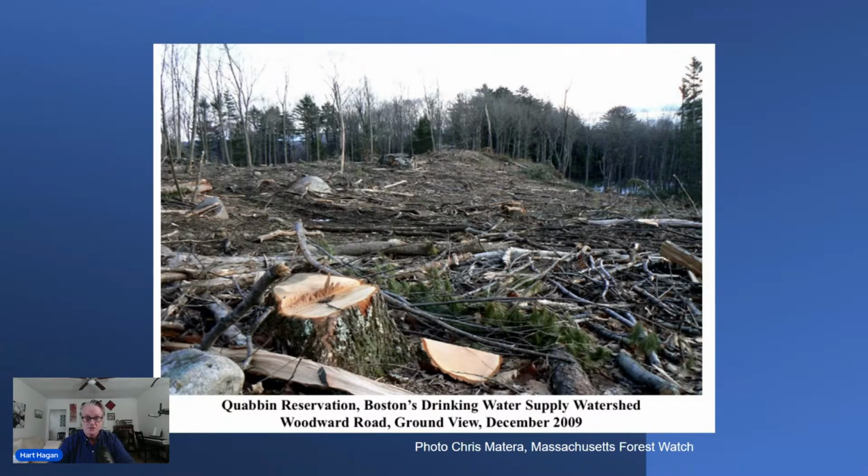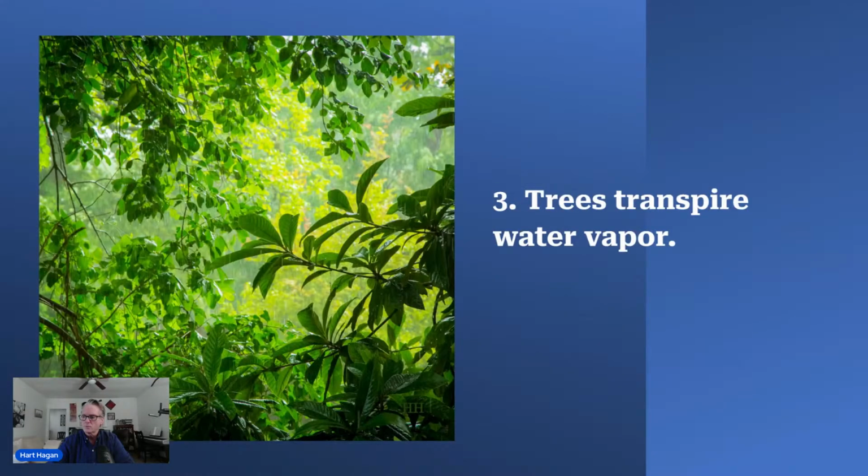When you cut down these trees, they do not intercept the rainfall, not like they did. And so we want less of this and more of our fully functioning, intact forests that are allowed to grow old and mature. Another way in which trees drive water cycles is that trees transpire water vapor.